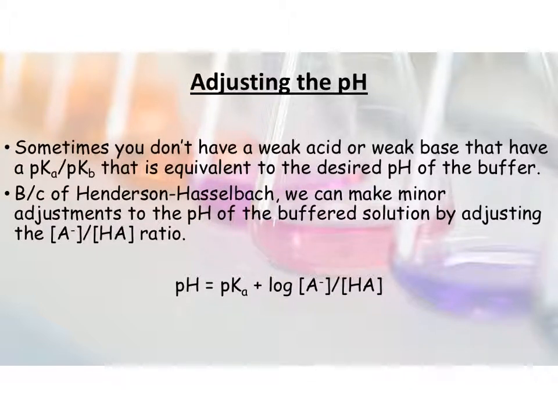All right, now as you've seen, it's very common that the exact pH that we want our buffer to be is not going to be exactly equal to our pKa or pKb. So we can use Henderson-Hasselbalch to adjust our pH just a little bit by adjusting the ratio of weak acid and conjugate base that we have. But remember, we can only adjust it by plus or minus 1 pH unit from our pKa.